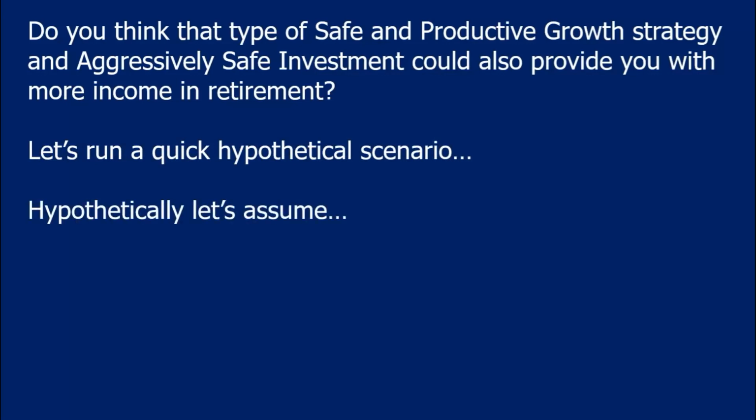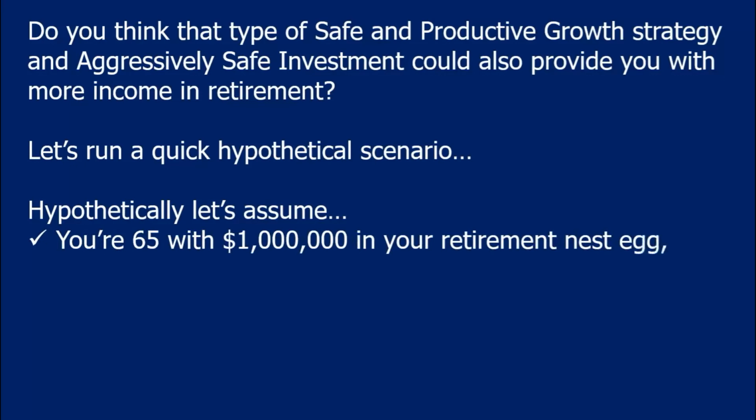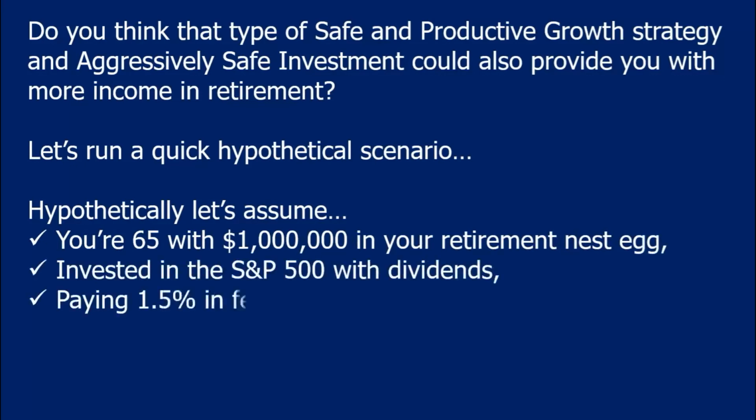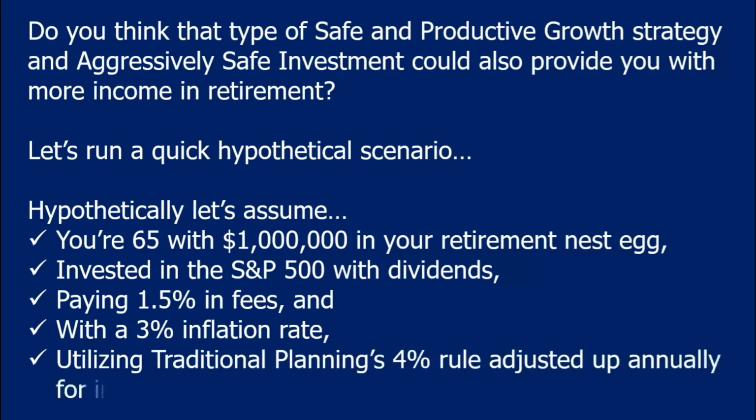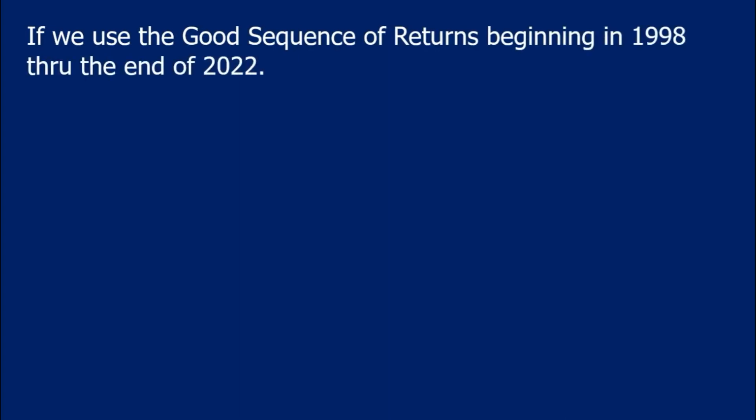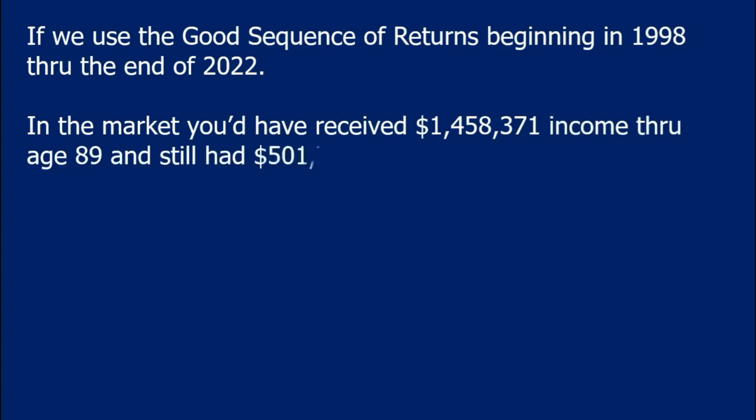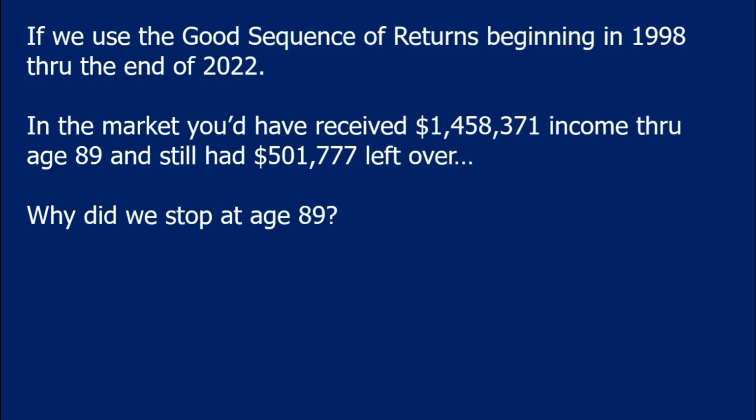So hypothetically, let's assume you're 65 with $1 million in your retirement nest egg, invested in the S&P 500 with dividends, paying 1.5% in fees, and with a 3% inflation rate, utilizing traditional planning's 4% rule adjusted up annually for inflation. If we use the good sequence of returns beginning in 1998 through the end of 2022, in the market, you'd have received $1,458,371 in income through age 89 and still had $501,777 left over. So why did we stop at age 89?